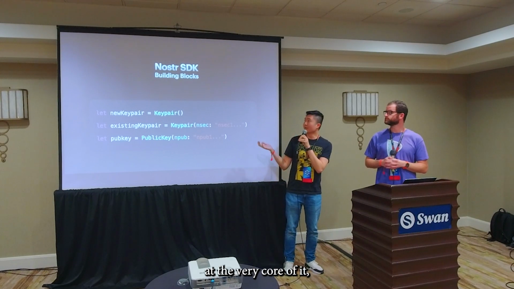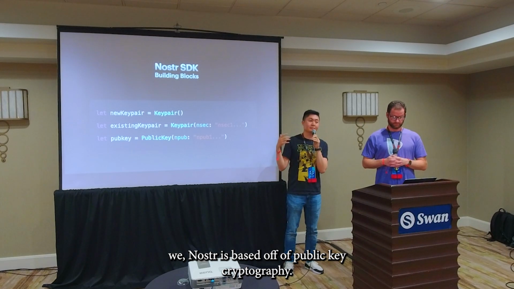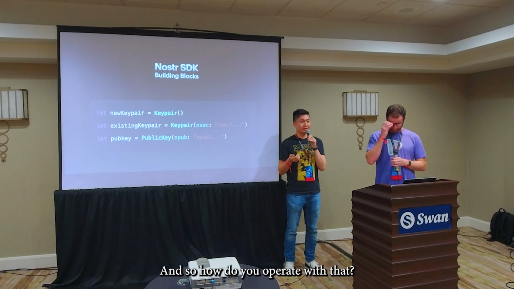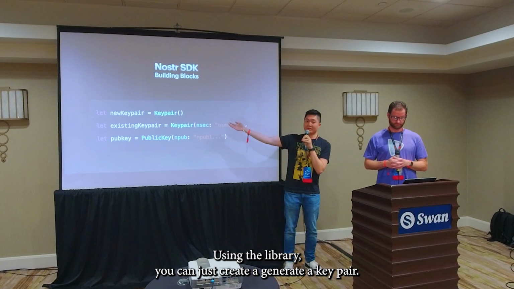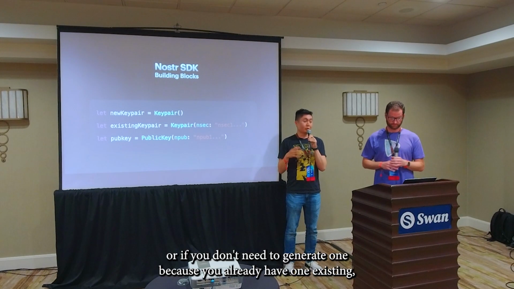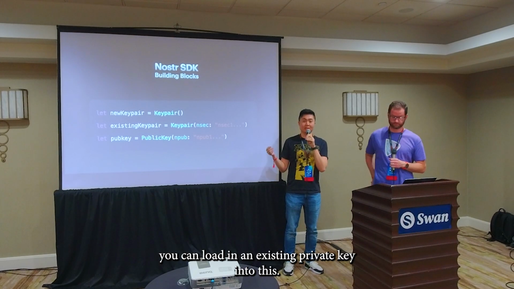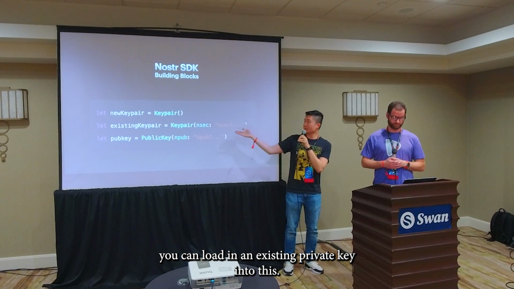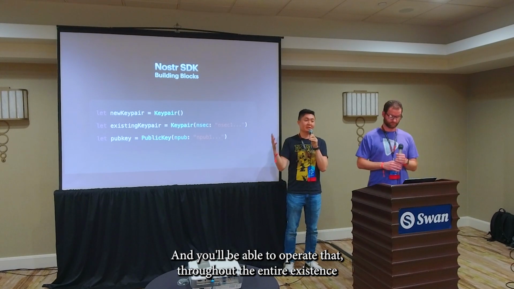At the very core of it, Nostr is based off of public key cryptography. So you have a cryptographic identity. And so how do you operate with that? Using the library, you can just generate a key pair. So that gives you a public key and a private key. Or if you don't need to generate one because you already have one existing, you can load in an existing private key into this key pair class and you'll be able to operate that throughout the entire existence of this library.